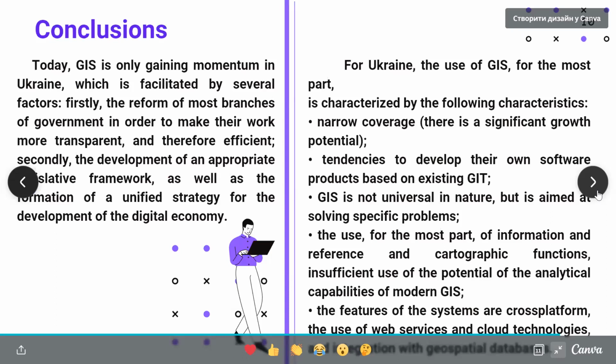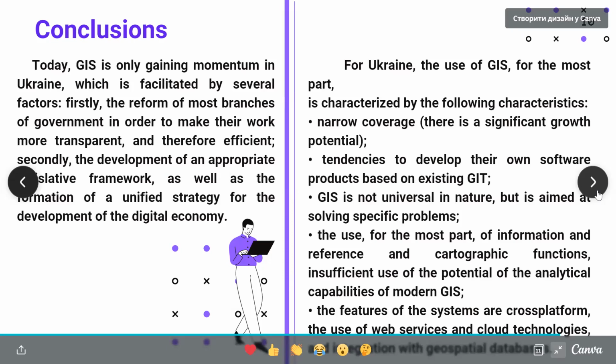Today, GIS is only gaining momentum in Ukraine, which is facilitated by several factors. Firstly, the reform of most branches of government in order to make their work more transparent and therefore efficient. Secondly, the development of an appropriate legislative framework, as well as the formation of a unified strategy for the development of the digital economy.